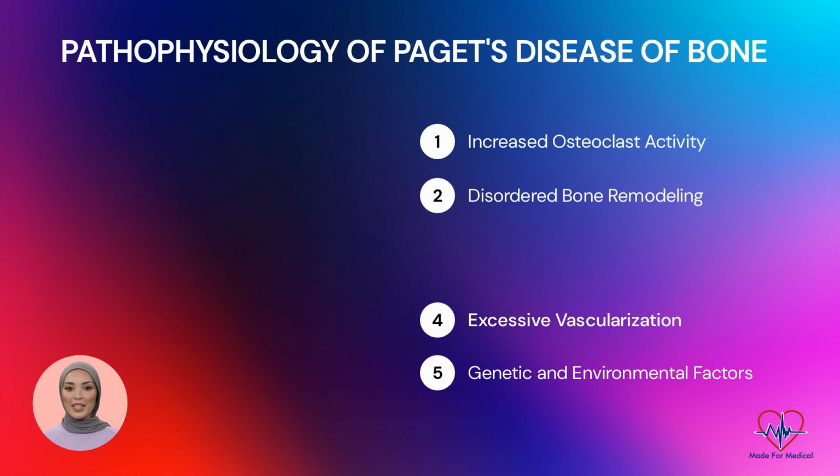Genetic and environmental factors. There is a strong genetic component to Paget's disease, with several gene mutations associated with its development. Mutations in genes such as SQSTM1 and the TNFRSF11A RANK gene have been identified in some cases. However, not all individuals with these mutations develop the disease, indicating that environmental factors also play a role in the development and progression of Paget's disease.